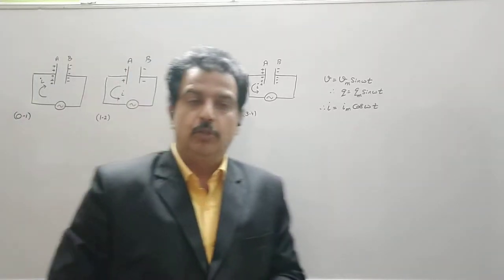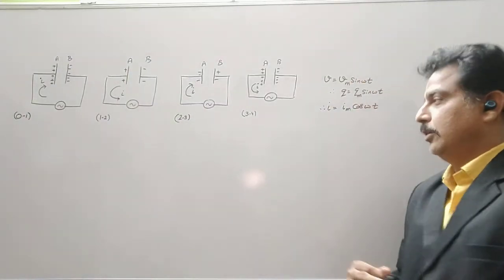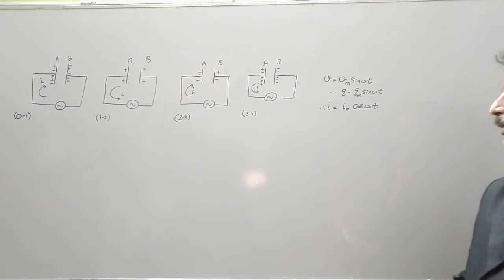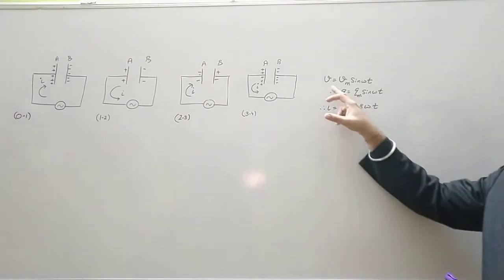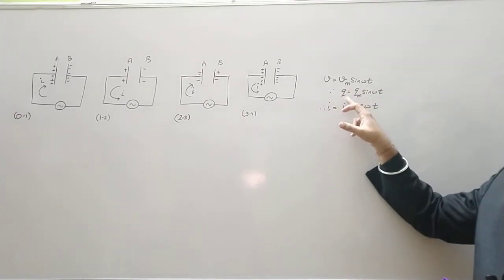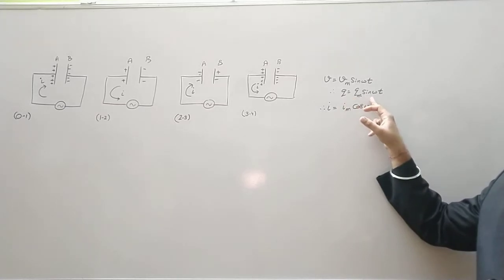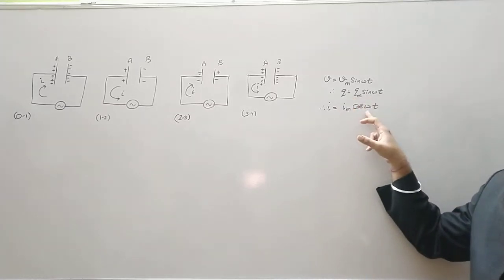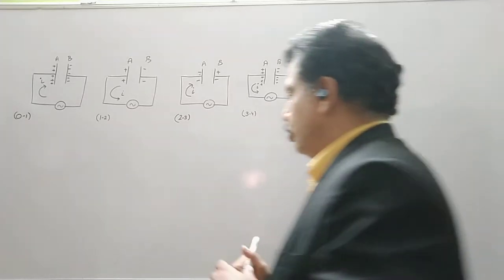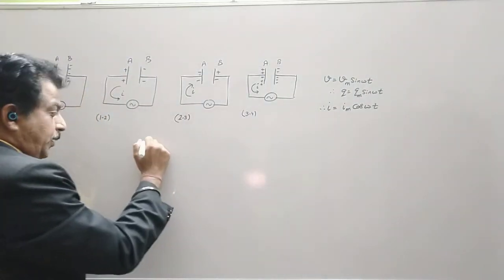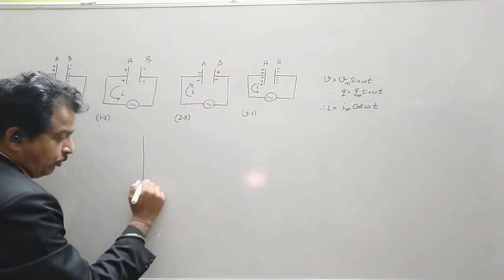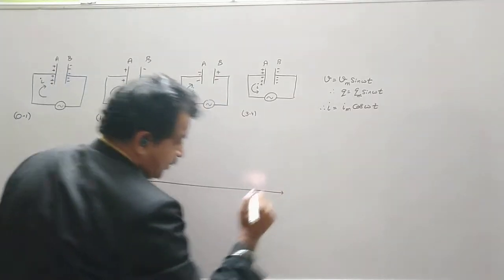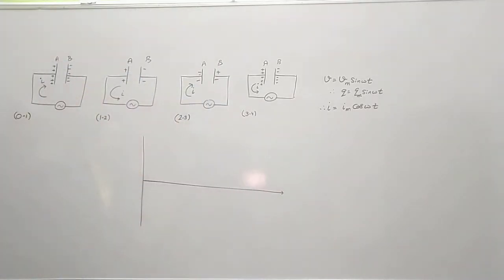Now let us see how the average power comes out to be 0. Clearly V is a function of sine, so Q is also a function of sine, and I is equal to dq by dt, so it comes out to be a function of cosine. First we draw the graph of these physical quantities with respect to omega t.